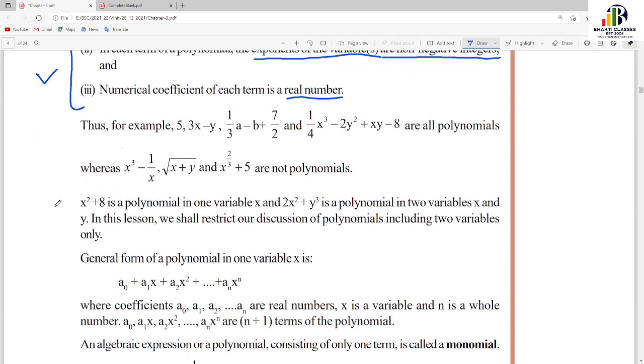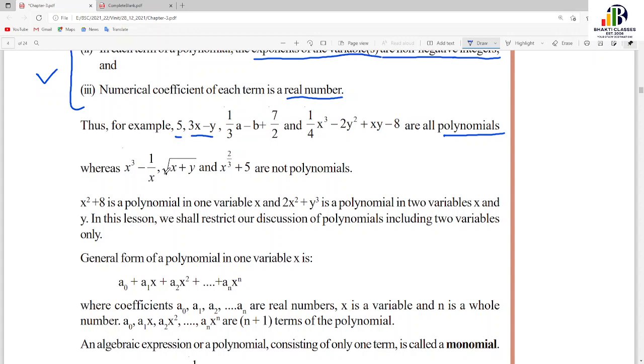Let us check certain examples. Here 5, 3x minus y, 1/3 a minus b plus 7/2, and 1/4 x cube minus 2y square plus xy minus 8. All these are polynomials.